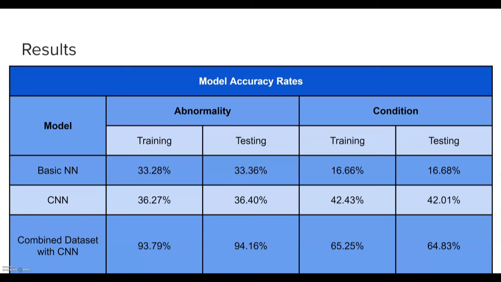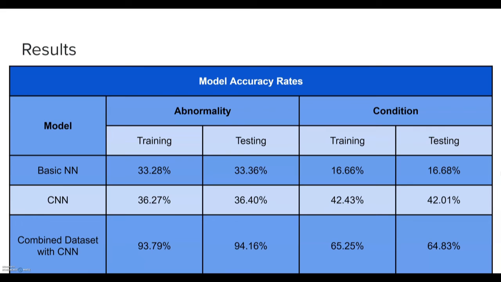And finally, a convolutional neural network, when combined with the combined data set of real and generated images, basically an even balanced data set, bumped up the accuracy rate for the abnormality model to just below 95%, which is much better than simply taking a random guess and will significantly help doctors in the future.